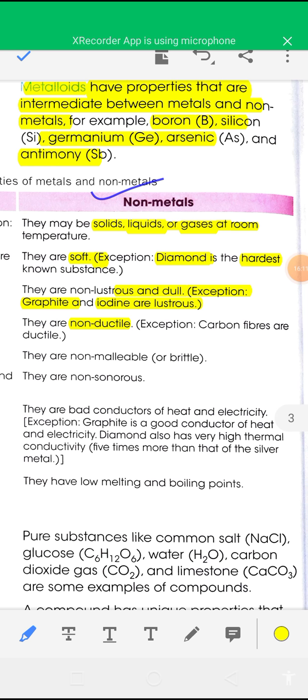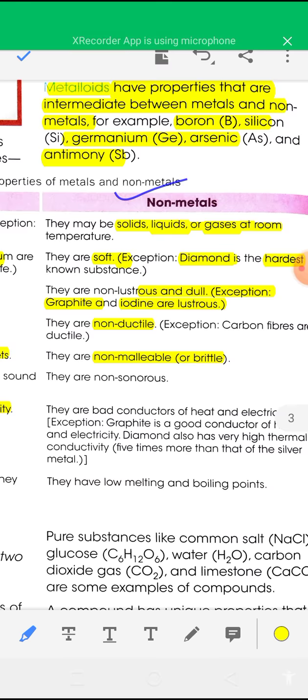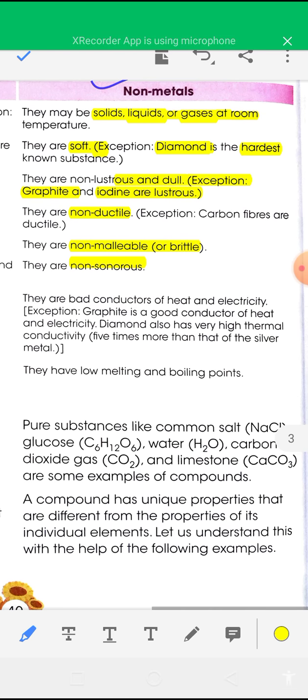Exception, carbon fiber is ductile. Non-metals are non-malleable or brittle, and they are non-sonorous. They cannot produce any ringing sound. Okay, and non-metals are bad conductors of heat and electricity.